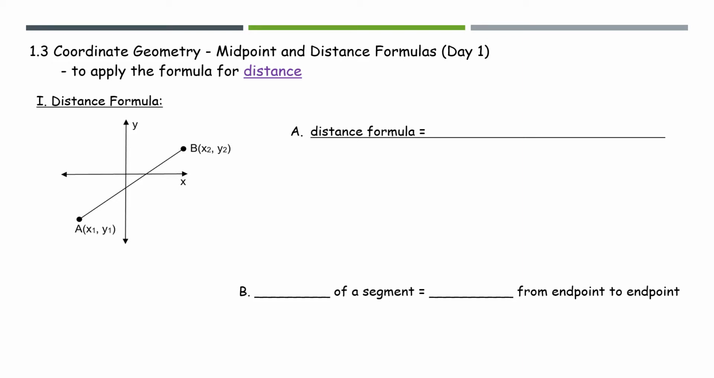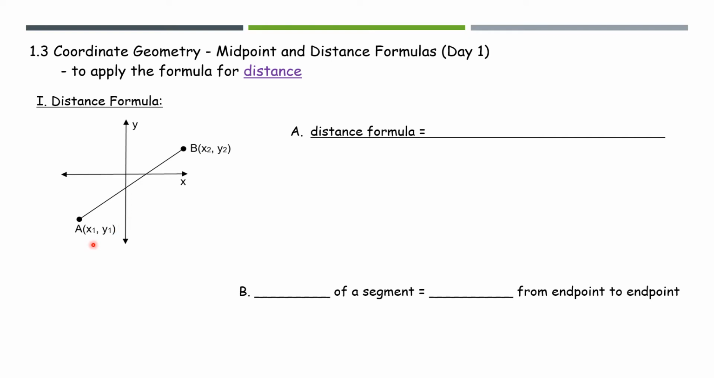So 1.3 coordinate geometry, midpoint and distance formulas, day 1, but today we're only going to be applying the formula for distance. So you can see that we have segment AB here, and segment AB is on a coordinate plane. So point A has the coordinates x, y, and point B also has the coordinates x, y. So that we don't get them confused, we're going to put a subscript in there. So x sub 1, y sub 1 for point A, x sub 2, y sub 2 for point B.